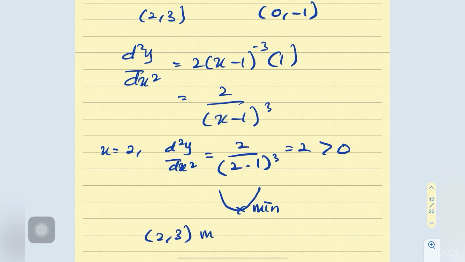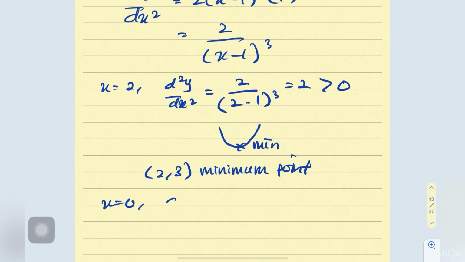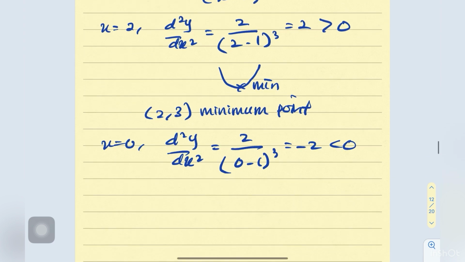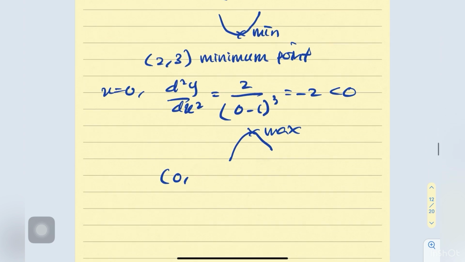So therefore (2, 3) is a minimum point. When x equals 0, d squared y/dx squared is 2 over (0 minus 1) cubed, which is negative 2, less than 0. So maximum. So coordinate (0, negative 1) is a maximum point.